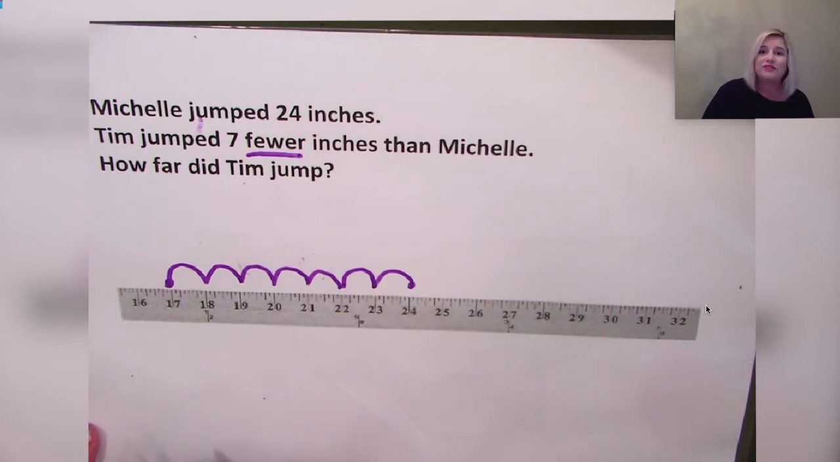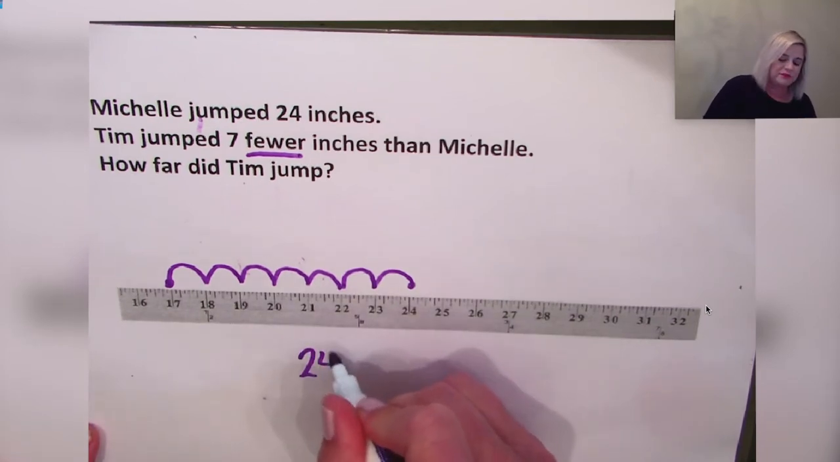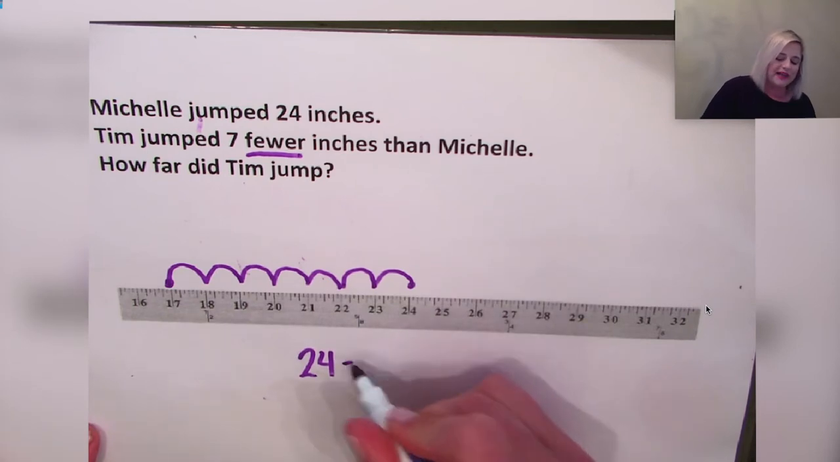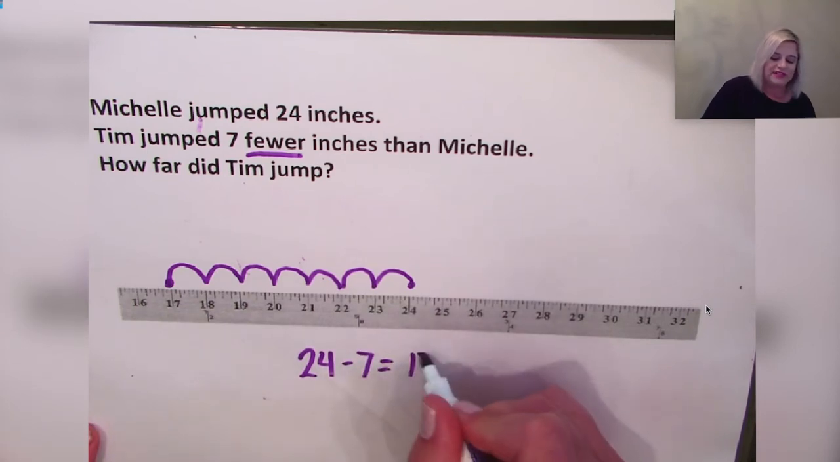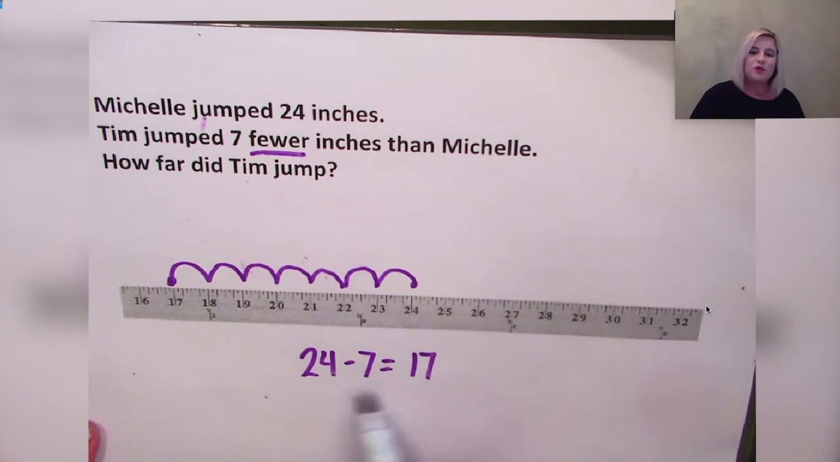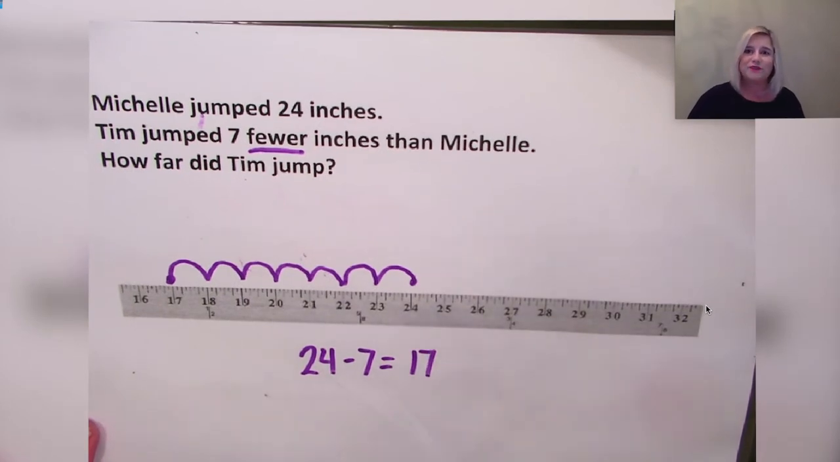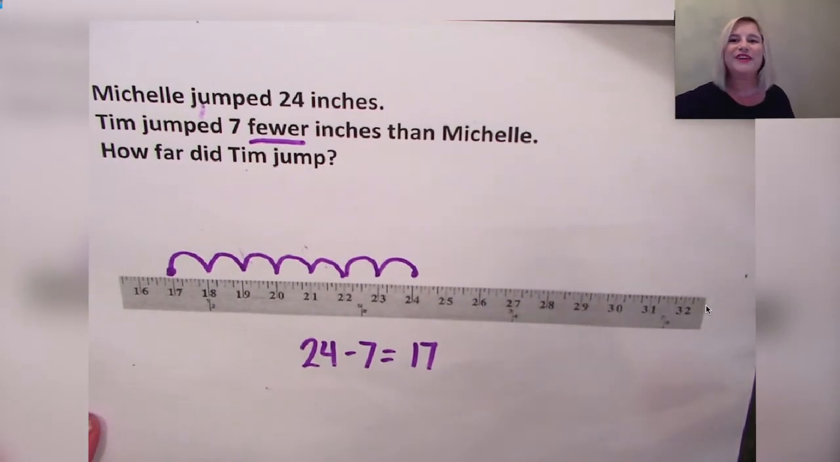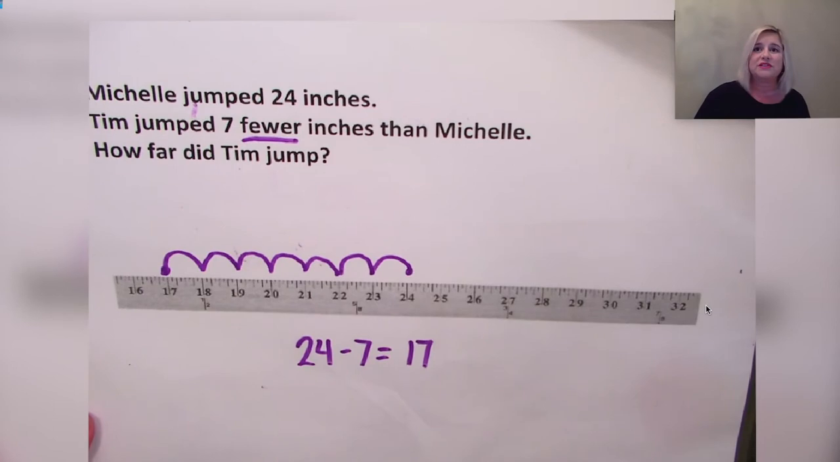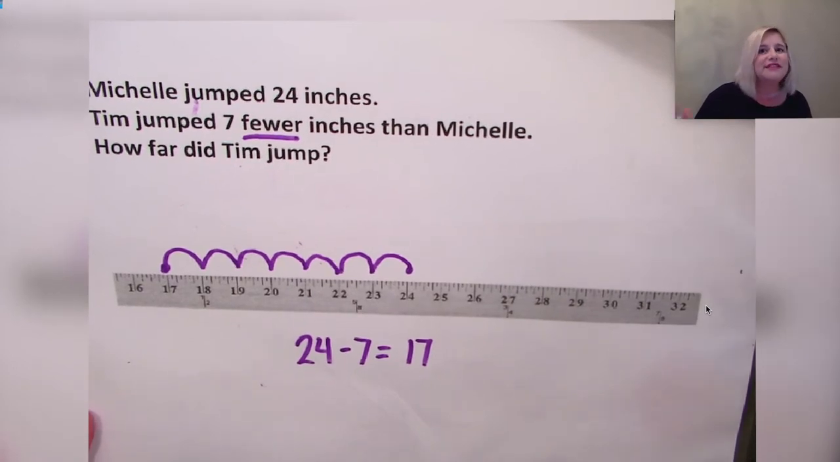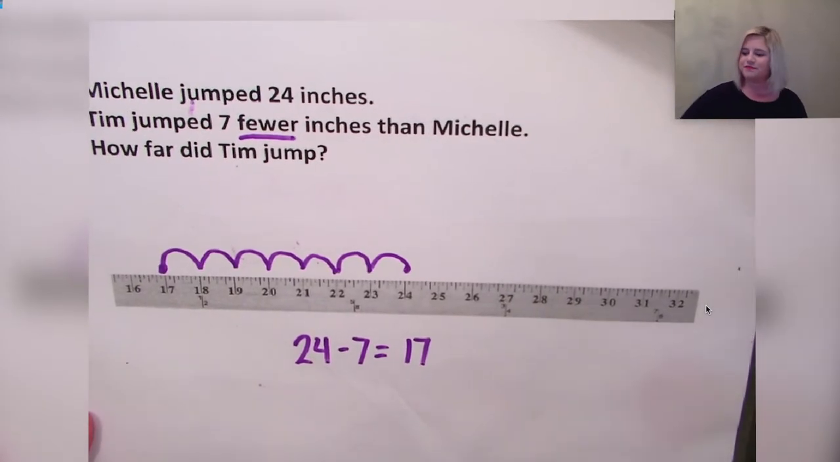So we can write the equation 24 minus 7 equals 17. This equation matches our model. Very good, boys and girls. Give me a thumbs up. So we used a ruler to help us solve a measurement problem. Let's see if we can do it again.